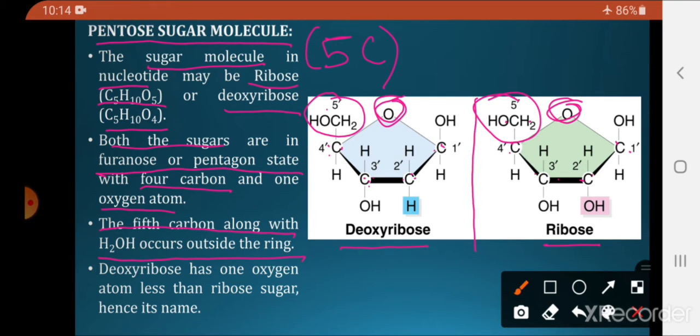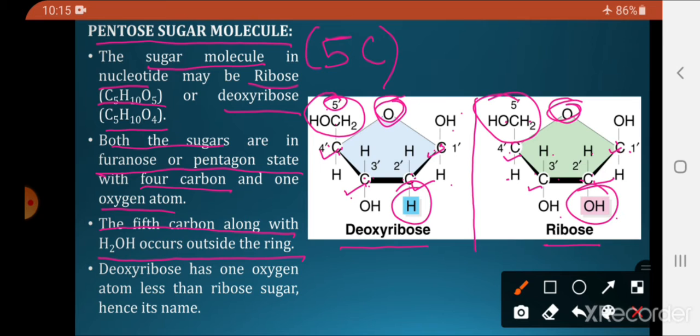Now see students, look at the structure, very very important. In both the sugars, this represents the first carbon. This represents the second carbon. This position represents the third carbon. This position represents the 4th carbon, and to this 4th carbon a CH2OH group is attached representing the 5th carbon. Everywhere else there is oxygen, OH group and hydrogen, then hydrogen and OH, hydrogen and OH, hydrogen and then OH. Okay. Now look at the difference between these two.